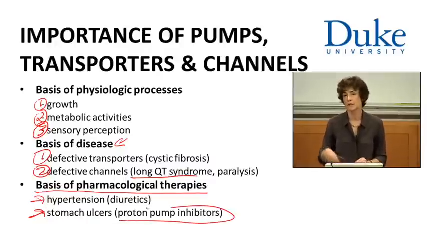And when we talk about the stomach and its activity, the physiological role of the stomach and its ability to make acid in the GI tract, that is the gastrointestinal tract, then we'll be talking about these proton pump inhibitors.